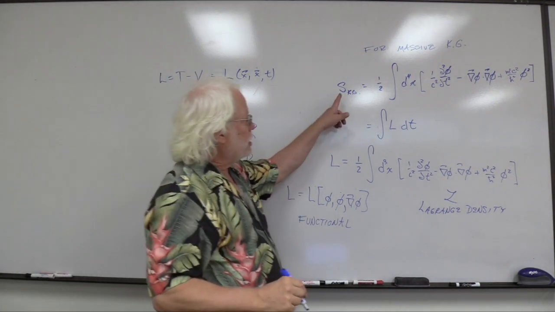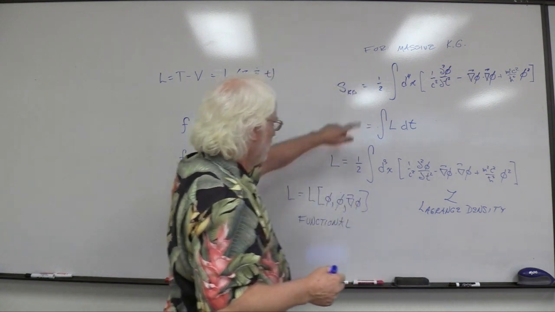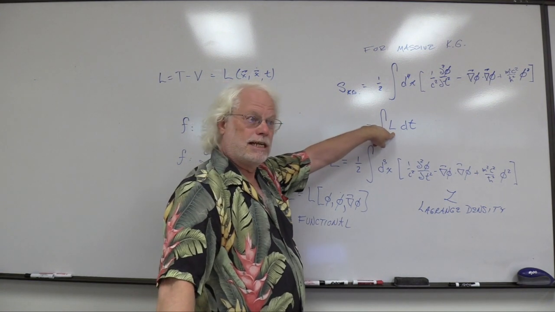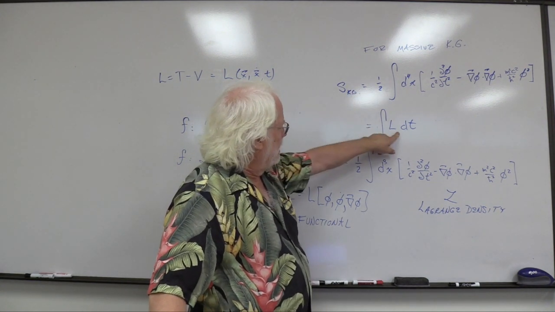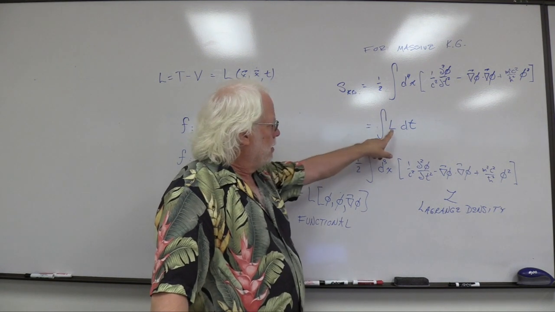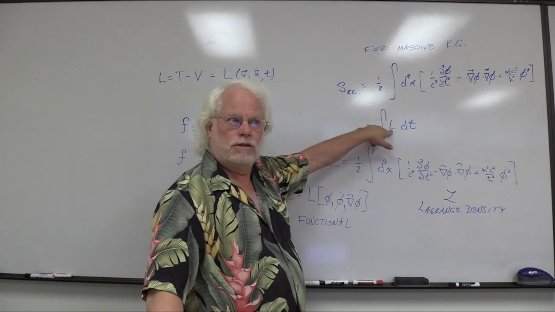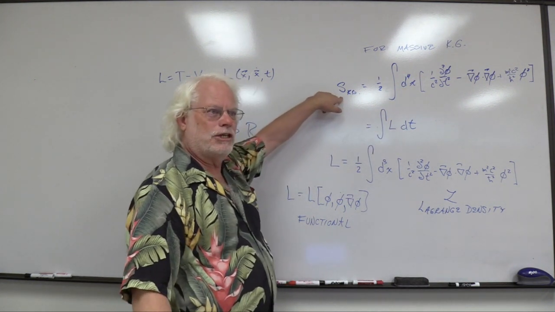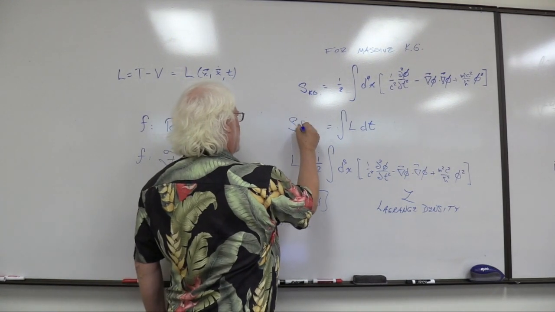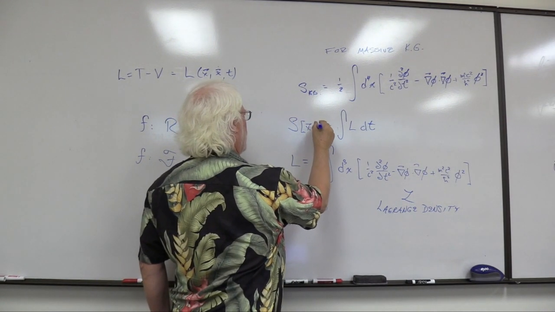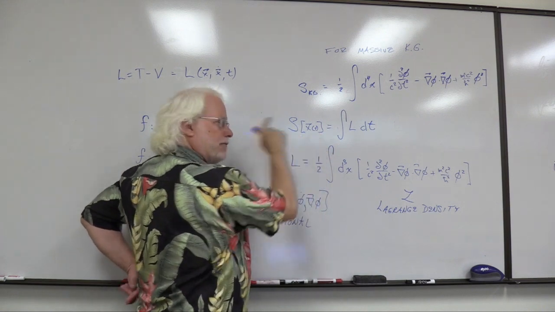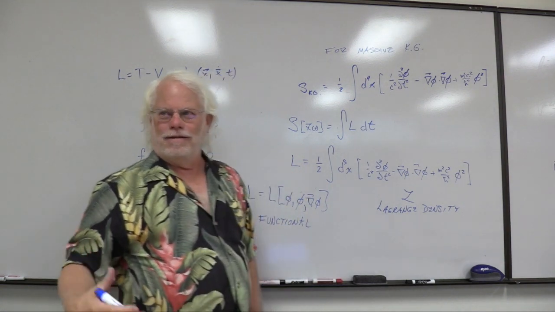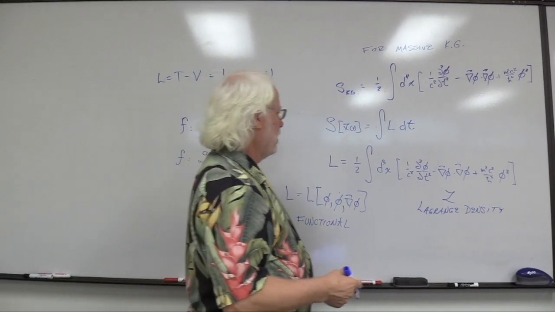An action is always a functional, because if L is a function of coordinates and velocities, but you're integrating over that to find some number S, you have to give me the whole path of motion, the whole curve, in order for me to compute the action. So this action is actually a functional of the path. You give me a function, I give you a number. It's not a whole lot more complicated than functions, but it is a different object.